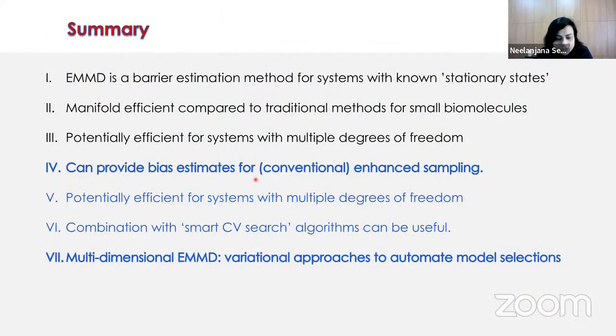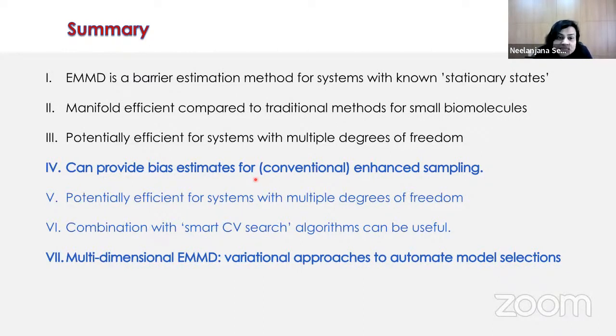Okay, so I'm done a little bit ahead, so that saves me some time. But in summary, EMMD is a barrier estimation method for systems with known stationary states. It is manyfold more efficient compared to traditional methods. It at least gives us the height of the barriers in a very quick way. And once we have the heights of those barriers, we can use that as feedback, informing the biases for more conventional methods.